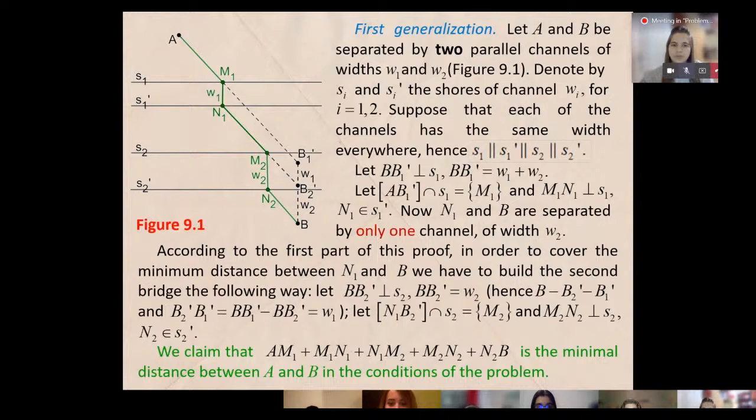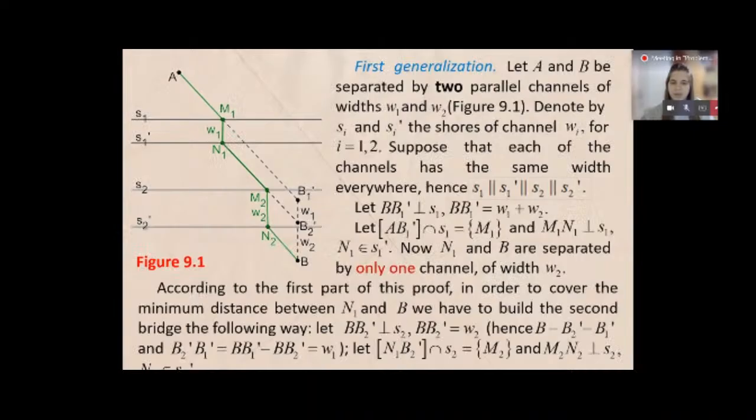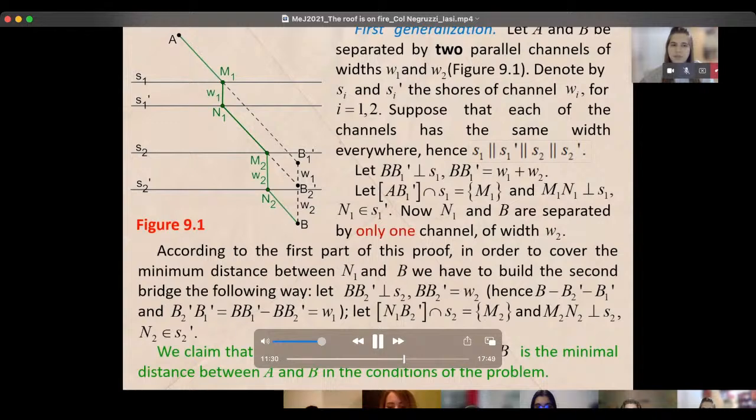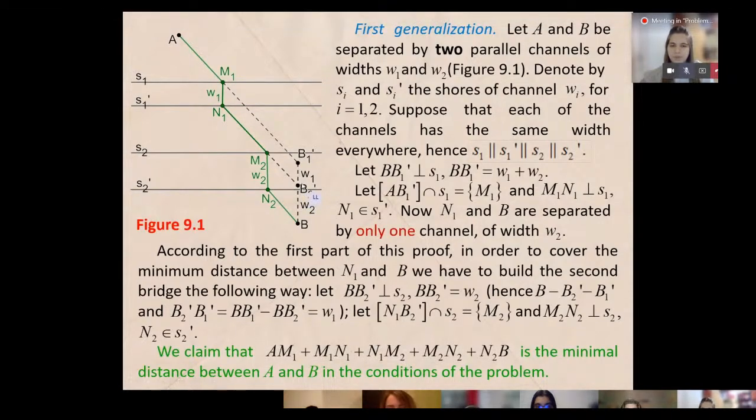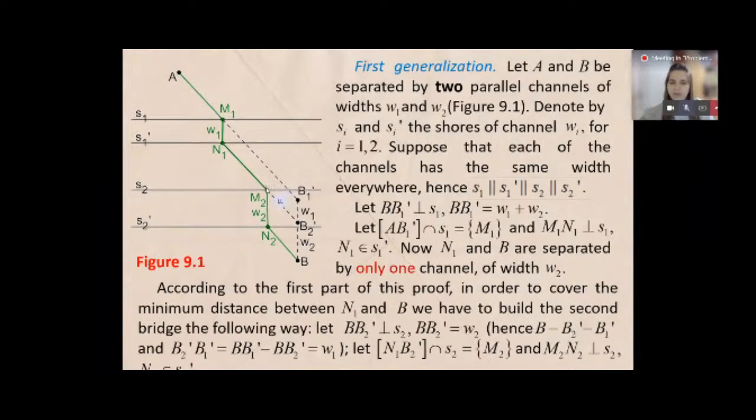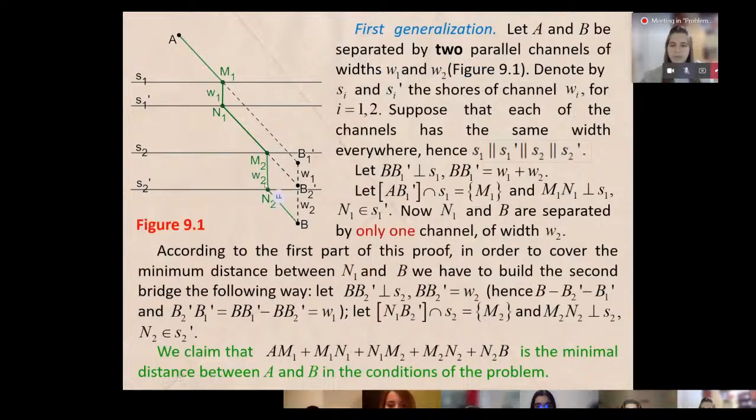According to the first part of this proof, in order to cover the minimum distance between N1 and B, we have to build the second bridge the following way. Let BB2 prime be perpendicular on S2, BB2 prime equals W2, M2 be the intersection between N1B2 prime and S2, and M2N2 perpendicular on S2 with N2 on S2 prime. We claim that the green path is the minimal distance between A and B in the conditions of the problem.